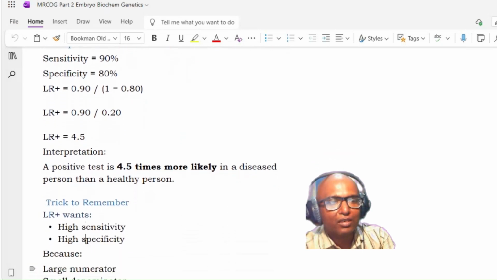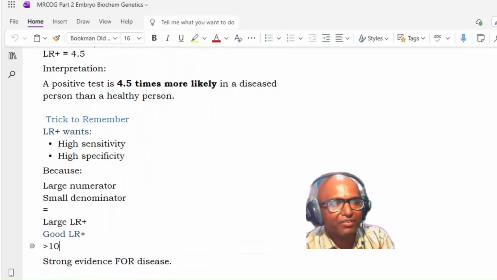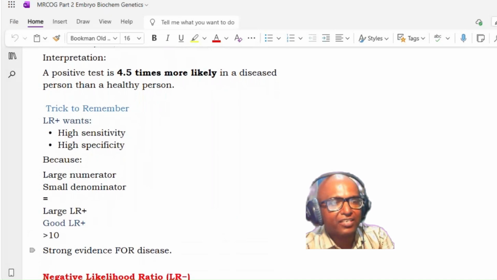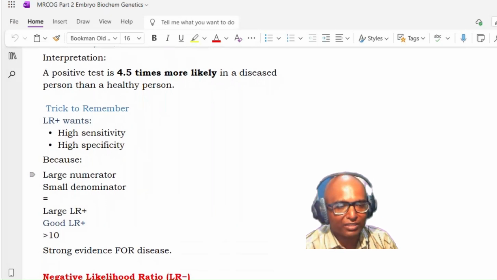So what exactly is LR suggesting? Likelihood ratio positive wants high sensitivity and high specificity, because of a large numerator and small denominator. So a large likelihood ratio positive is a good likelihood ratio positive. If it is more than 10, it suggests strong evidence for the disease.